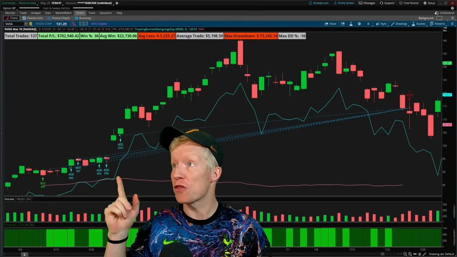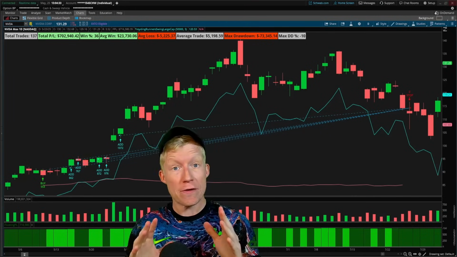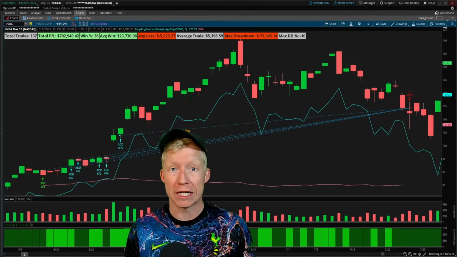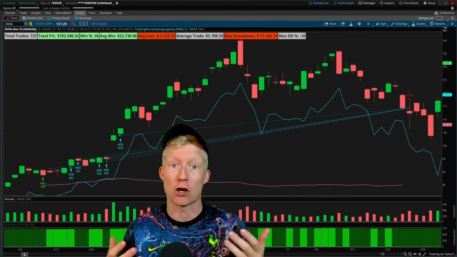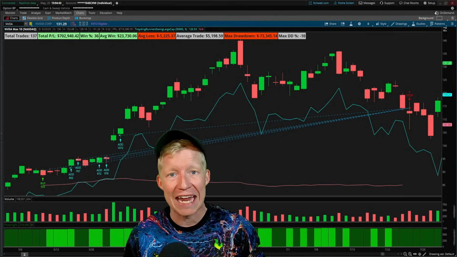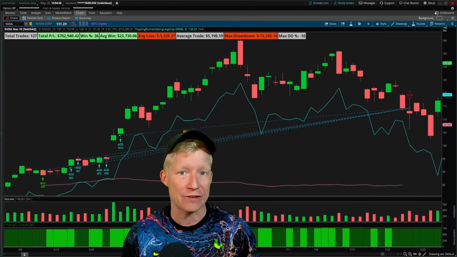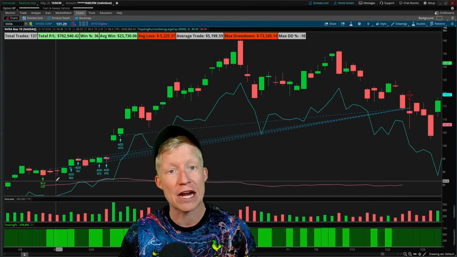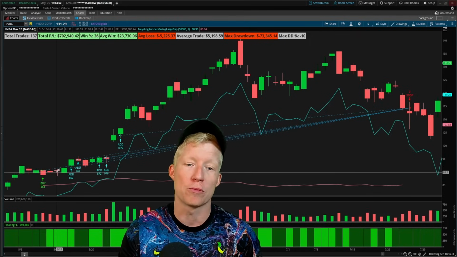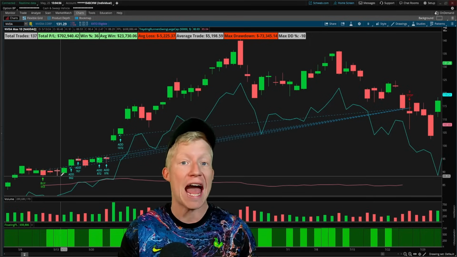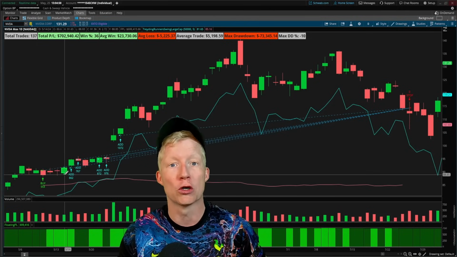So the conditions for this add strategy are very simple. First off, you need to be in a trade. If you aren't currently in a trade, the condition will never fire. Once again, you only want this to utilize to add to winning positions. And the second and final condition is that the current bar closes higher than the high of the previous bar. If those two conditions are true, this add condition will fire.